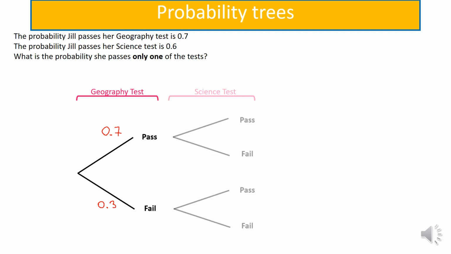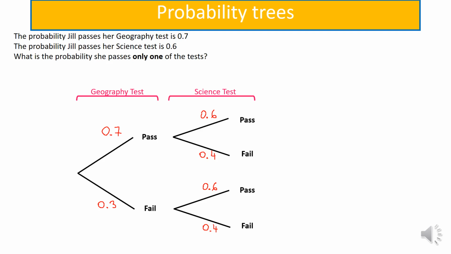Now the second set of branches is for the science test. Again, for the science, the probability that she passes her test is 0.6. So the probability that she fails is 0.4. And again, it will be the same for this set of branches. Now we want to analyze the different results.